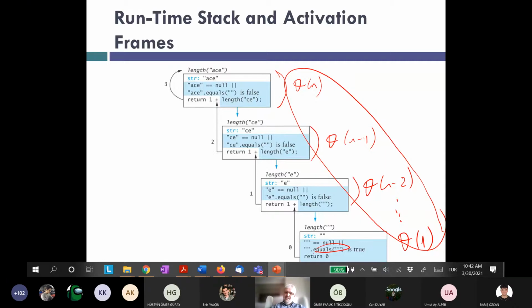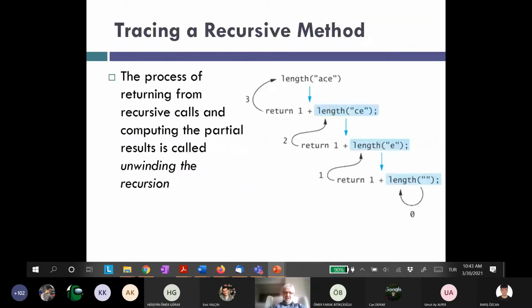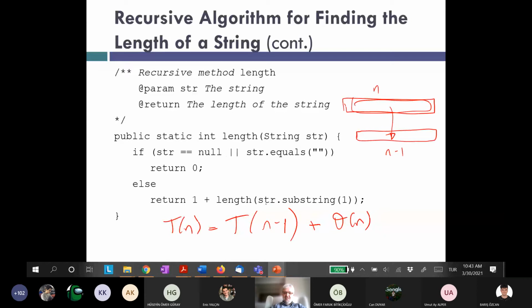Right? The addition of 1, n minus 1, n minus 2, and so on until 1. So the running time is the sum for i equals 1 to n, which is theta n squared. The running time is theta n squared. Why? Because of this substring method, which takes linear time.